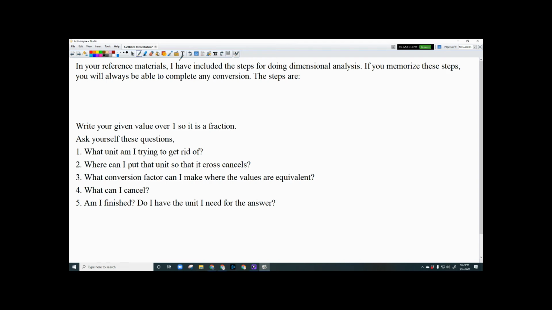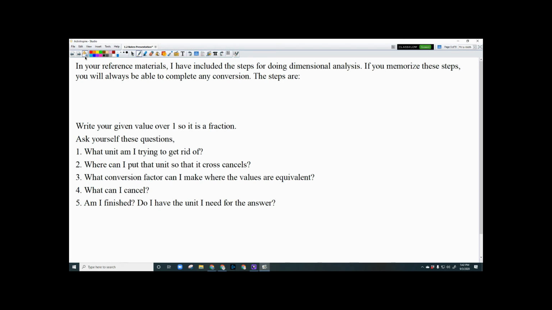Make a note card, print off these reference materials that are on Google Classroom and have those with you the whole time you're doing these problems, because the more you look at them, the more you use them over and over and over, then the sooner you're going to learn them. And this works for every single problem. I've never had a problem where I was trying to convert or use dimensional analysis that this did not work on.